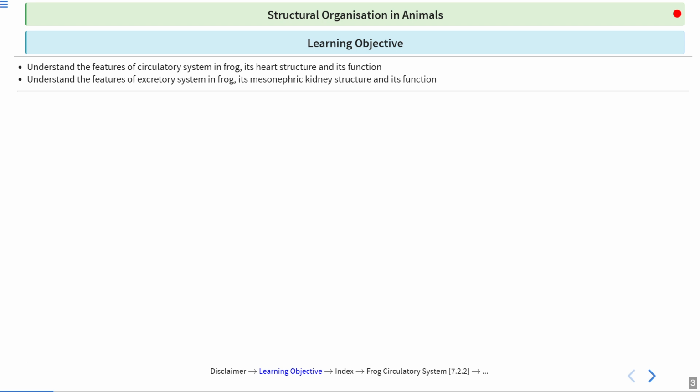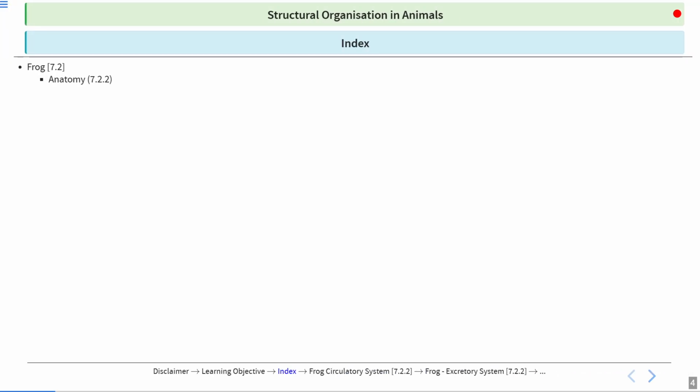So moving forward. So this is the index, frog. We are studying the frog, that is the 7.2 section of the NCERT, and in that we are studying the anatomy part, that is the 7.2.2.